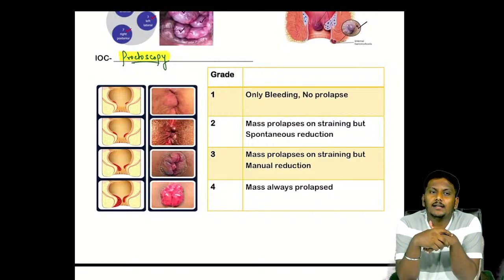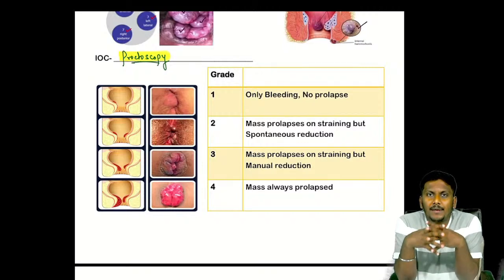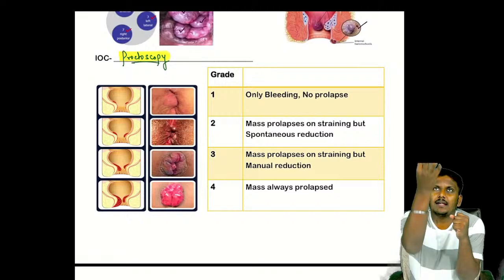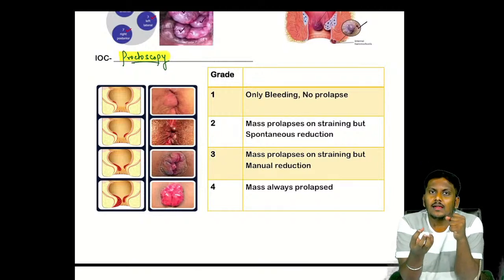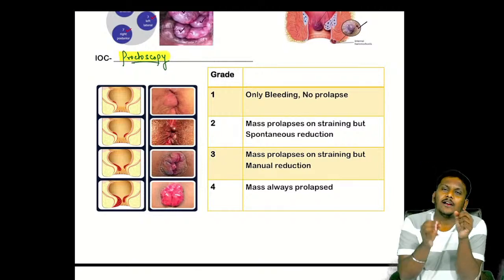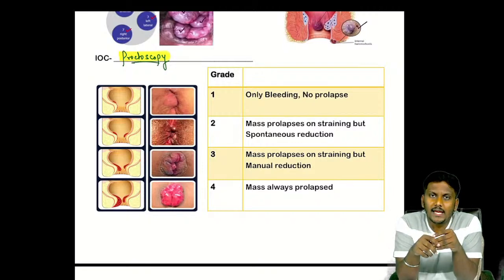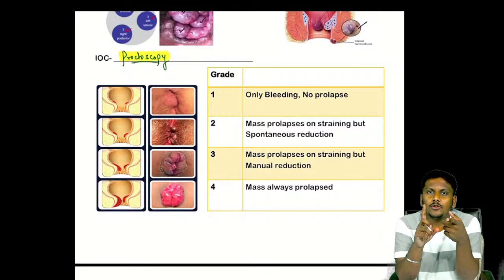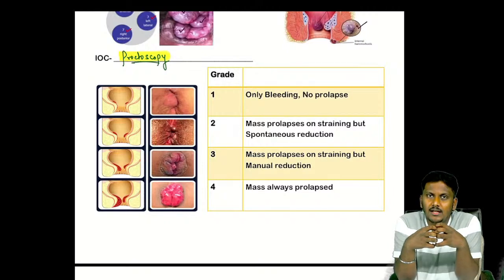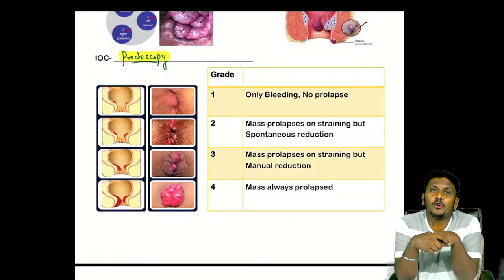Grade 2 means, beta, he says, Doctor, I'm having bleeding. Along with that, whenever I go for defecation or passing stools, I apply pressure, and on straining a mass comes outside. But as soon as I release the pressure, the mass goes back on its own. That means the mass is showing a spontaneous reduction over here.